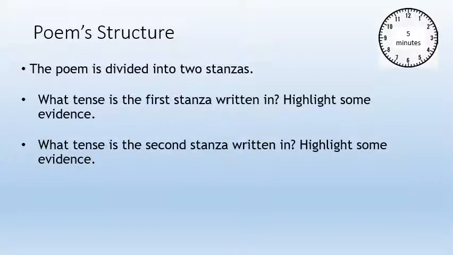The poem's divided into 2 stanzas. The stanzas are merely the verses, but we don't call them verses or paragraphs in poetry, we call them stanzas. What tense is the first stanza written in? Is it past, future, or present? I want you to make a decision, read it, make a decision, and highlight some evidence and annotate. What tense is the second stanza written in? Do the same there.